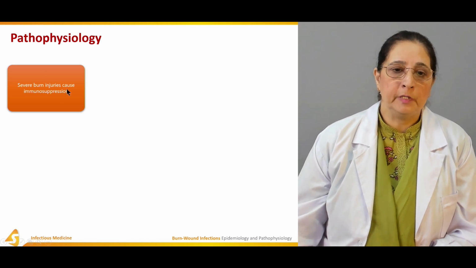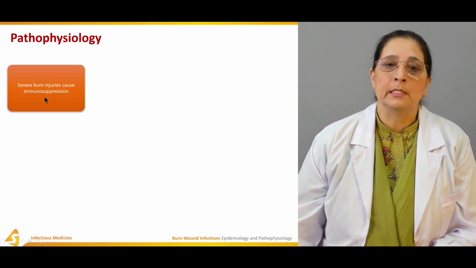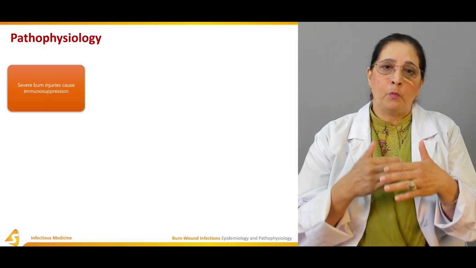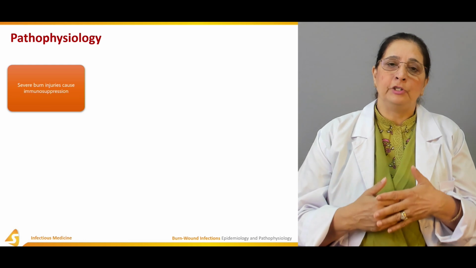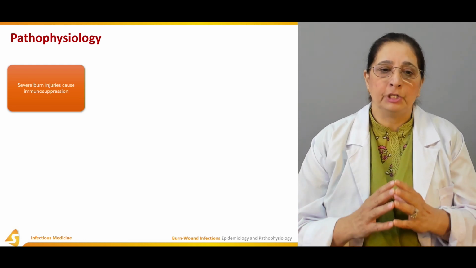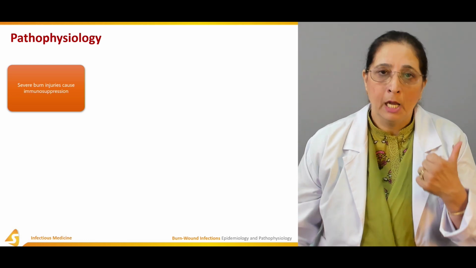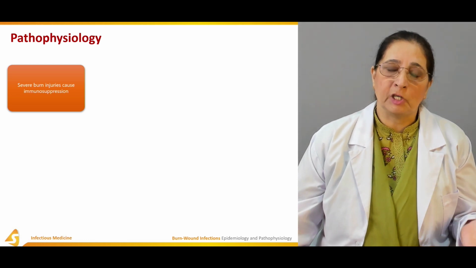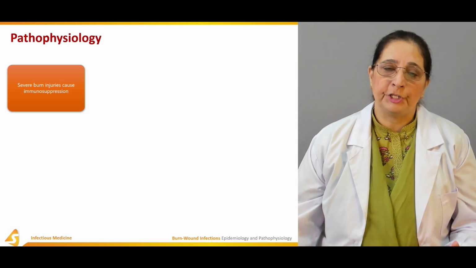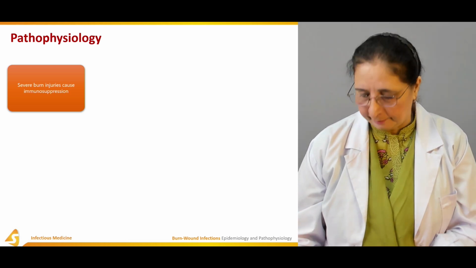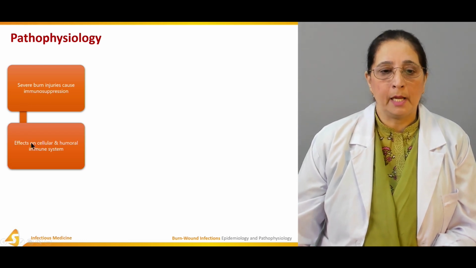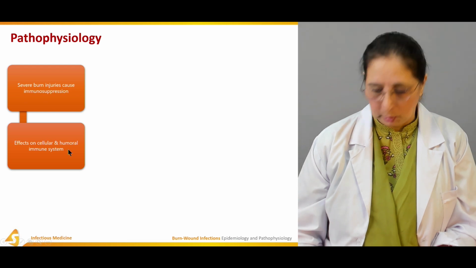Severe burn injuries cause immunosuppression. So let's go over the chart and go over one by one the pathophysiology and how it can lead to infection, because severe burn, besides the destruction of the skin, also causes immunosuppression. The immune system is affected. It affects both the cellular and humoral immune system.